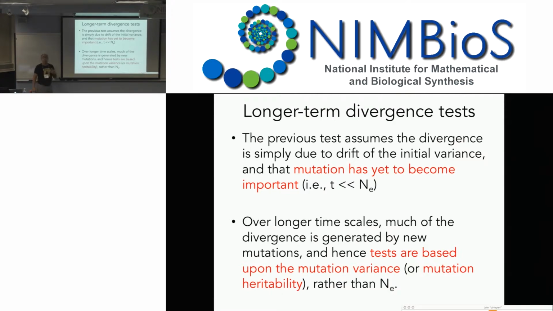So now we're going to look at longer term divergence tests. The previous test assumes mutation's not really important. That means that T is much less than NE. Over long time scales, much of the divergence is generated by new mutation, and therefore we move from tests which are based upon effective population size to tests which are based upon the mutational heritability or the mutational variances we'll talk about in a second. So we're going to get into these in a second, but before I do that, let me ask if there are any questions or comments.